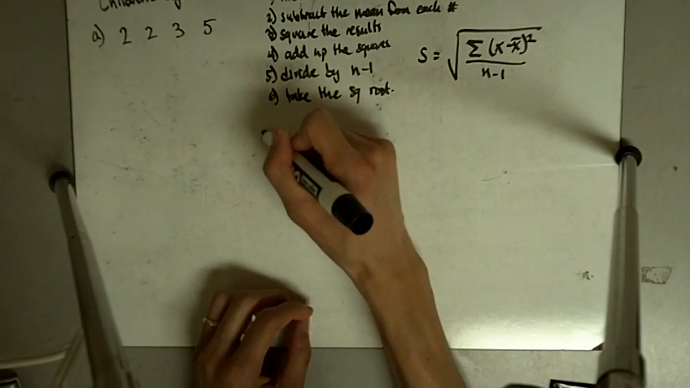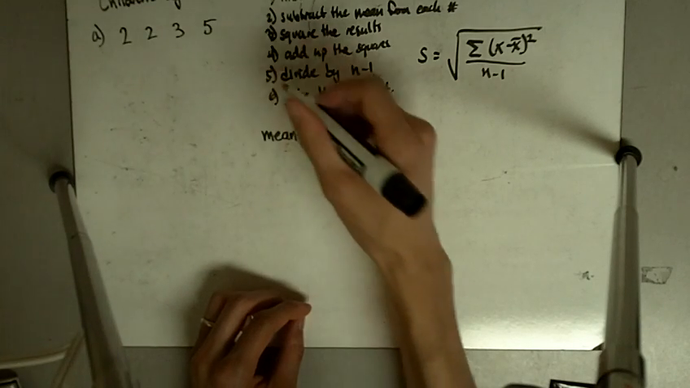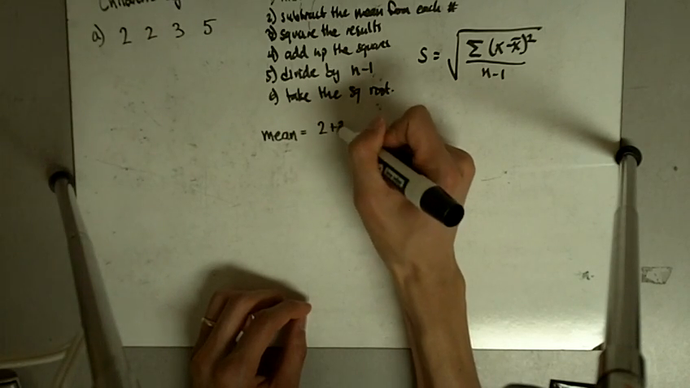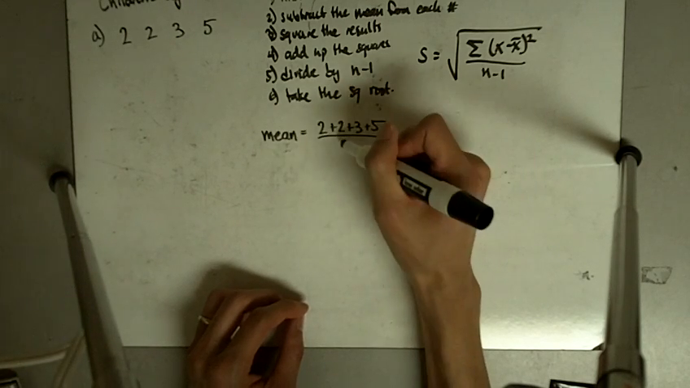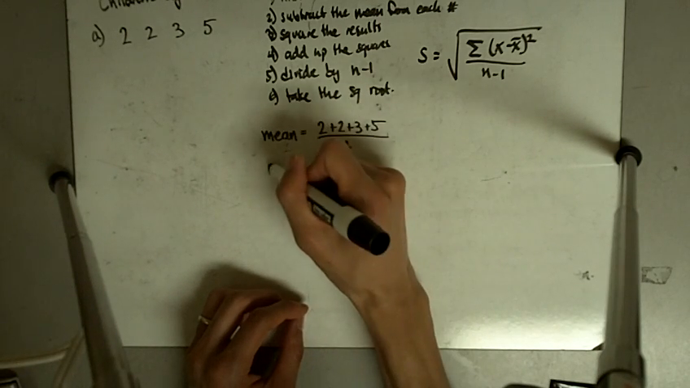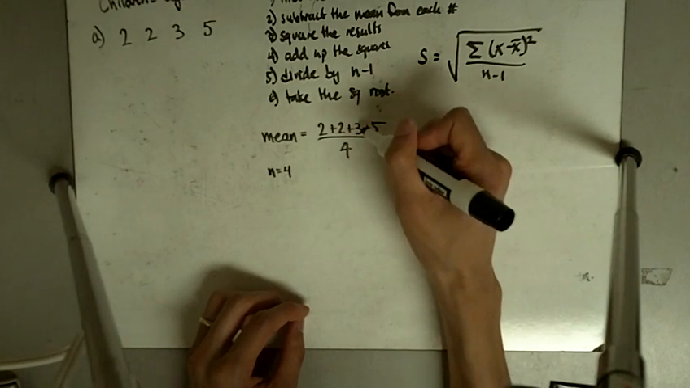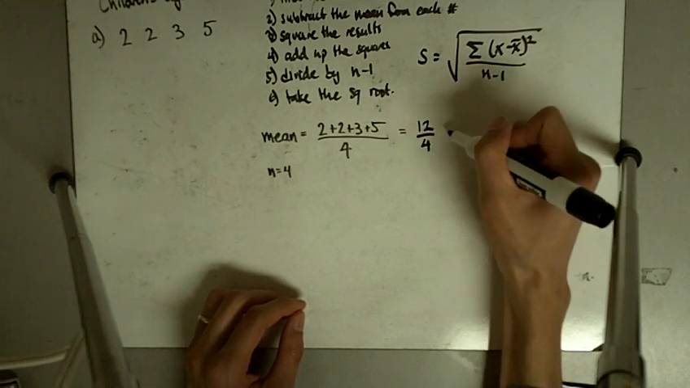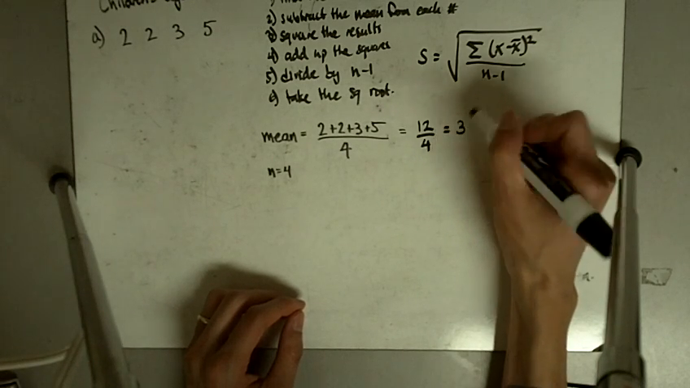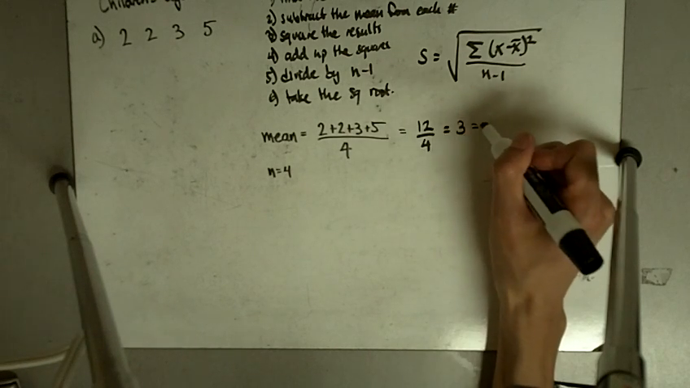So here, what is our mean? Our mean is going to be adding up all of the numbers divided by how many we have. We do 2 plus 2 plus 3 plus 5, and how many numbers do we have? We have 4. N is equal to 4. So in this case, 2 plus 2 plus 3 plus 5 adds up to 12. Divided by 4, my mean is 3. That's my x bar.